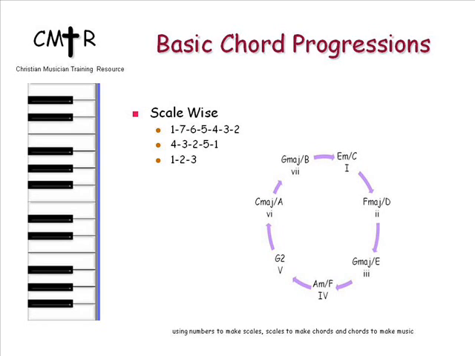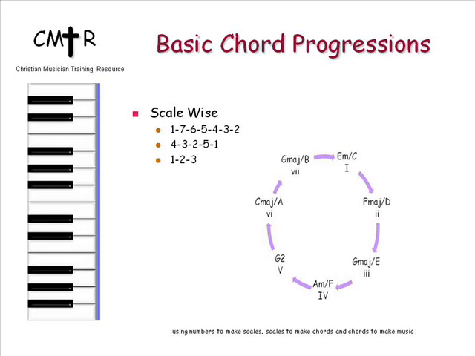This example uses scale-wise progressions. There are 3 examples shown, but I'm going to use the 1-7-6-5-4-3-2, and you'll see that the chords are arranged on the circle, starting with the 1, going through the 7th back to the 1. And let's listen to how that chord progression would sound in its basic form.